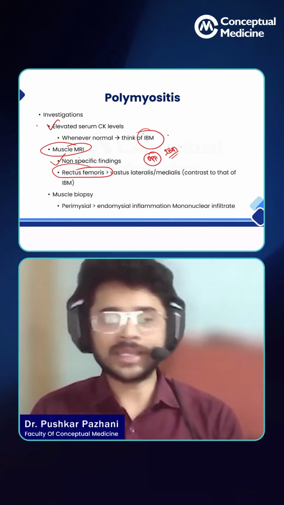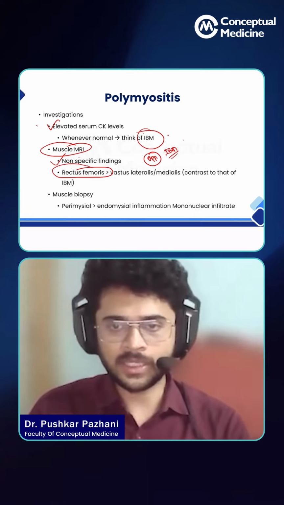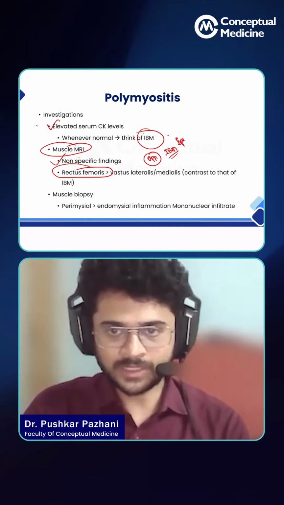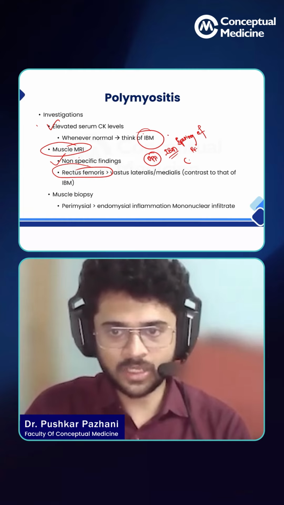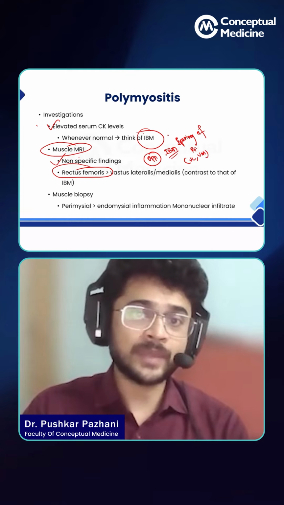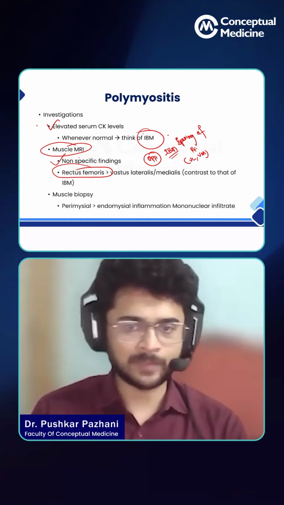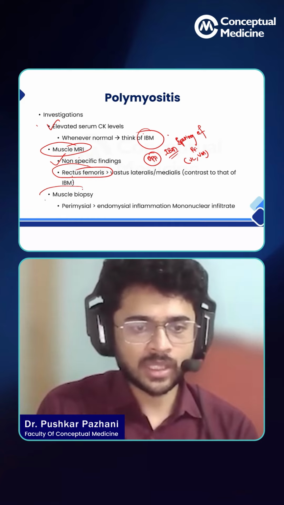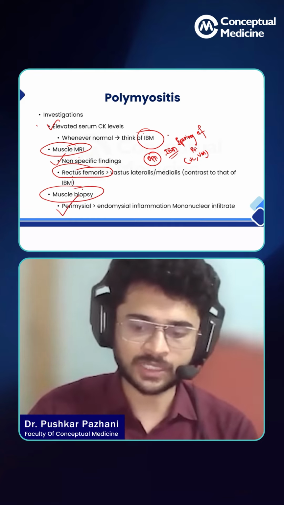When you do a clinical exam or muscle MRI for a patient with inclusion body myopathy, there is quadriceps weakness, but there will be sparing of the rectus femoris. Mainly the vastus lateralis and vastus medialis are involved. But in polymyositis it's the exact opposite. The rectus femoris is more involved than the vastus lateralis and medialis. So this pattern is important to know. And when you do the muscle biopsy, you get perimysial more than endomysial inflammation with a predominant mononuclear infiltrate.